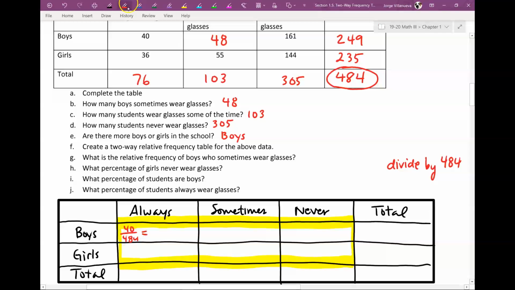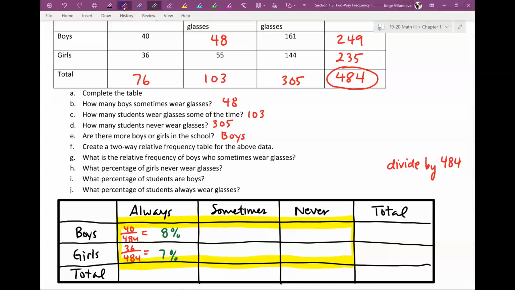So you got 8%. All right, good. 8%. Awesome. 0.08. Remember, you've got to move it over. So 8%. Now, to find the girls that always, I'm going to get 36 and divide it by 484. And that comes out to 7%.